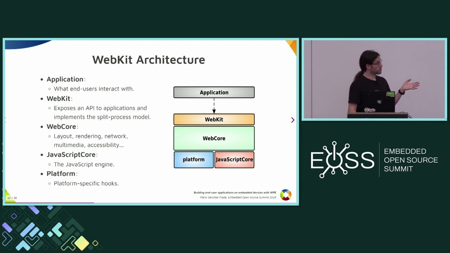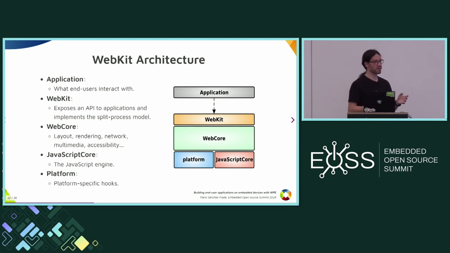So the architecture 101, really simple. You have your application at the top, which is what you are building, and then you just go against this clean and stable public API, which is this thin layer. Inside of the whole WebKit thing, there is this layer at the top that is what we call the WebKit API. It's all you need.